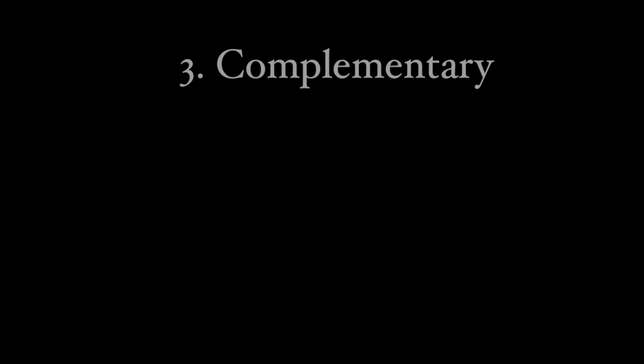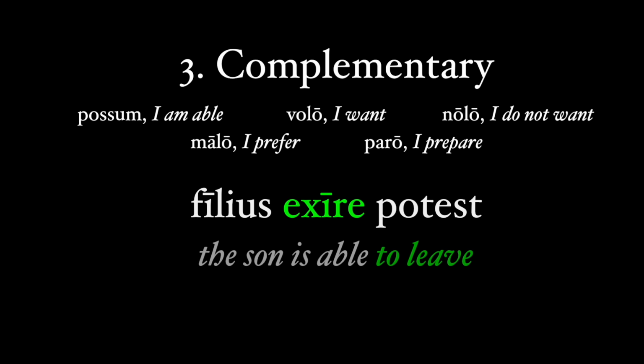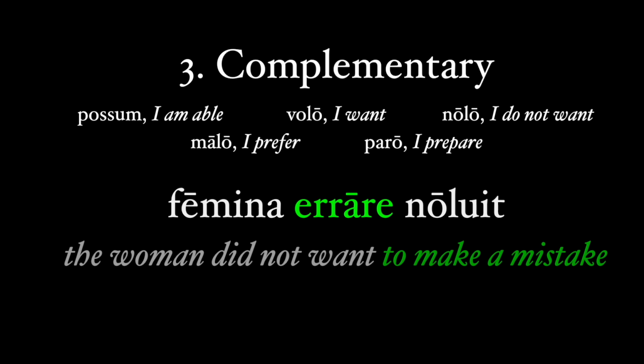An infinitive can be the complement of another verb. That is, it completes the meaning. You'll find this use with verbs like possum, volo, nolo, malo, and paro. So filius exire potest, the son is able to leave. Femina errare noluit, the woman did not want to make a mistake. With these verbs, you can't complete the meaning of the sentence without the infinitive. That's why we call it a complementary infinitive.